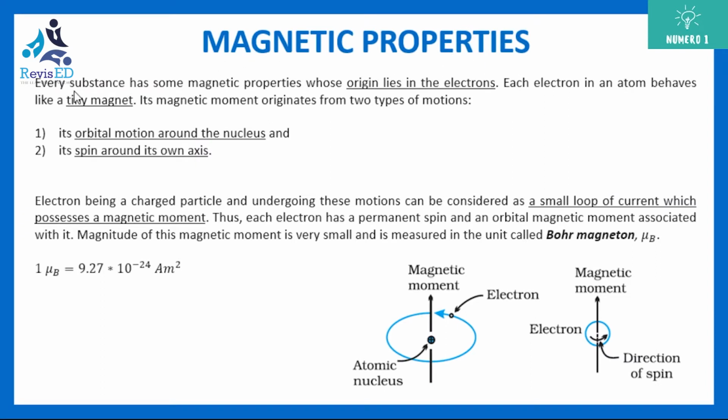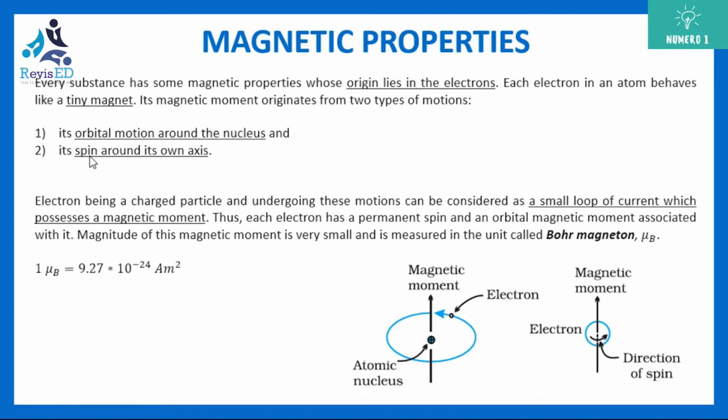So we know that every substance has some magnetic property. Now, the origin of all these properties lies in the electrons. So basically electrons are behaving as tiny magnets. The reason is that electrons have two motions. One is the orbital motion around the nucleus. So we know that electrons are going around the nucleus. Here this is your nucleus. So we see there is a magnetic moment because of that.